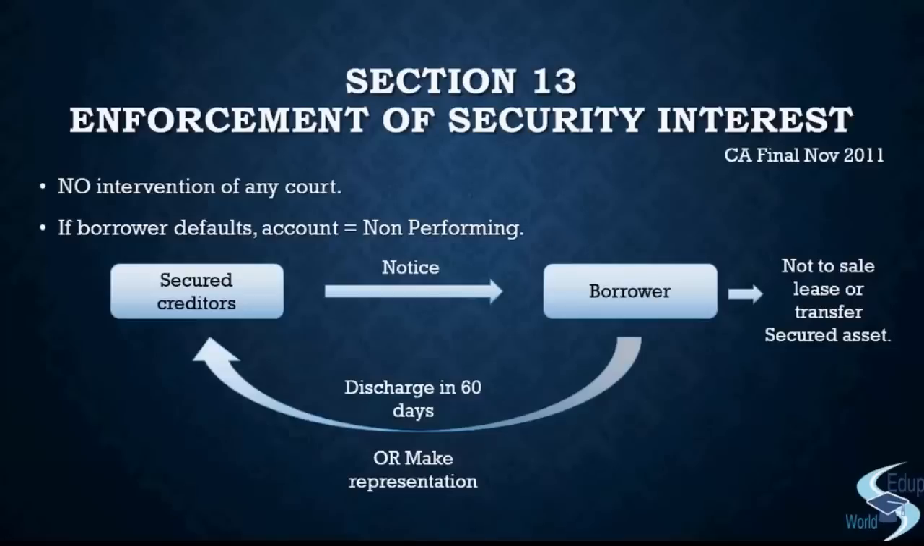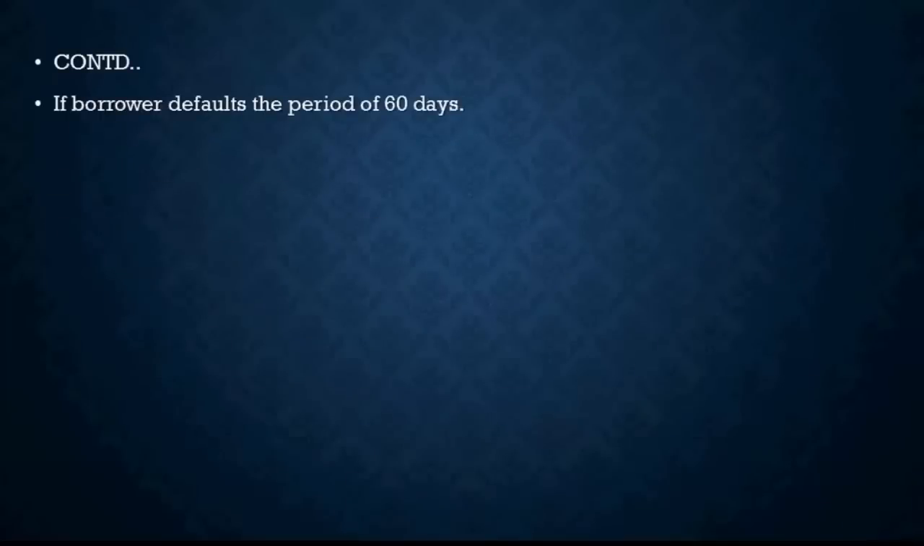Once the representation is cancelled, we have already seen that, right? So if the representation is cancelled, they will have to discharge the liability in 60 days. Now what happens if they are not able to do it? If the borrower defaults in the period of 60 days, then there are certain measures available with the bank.